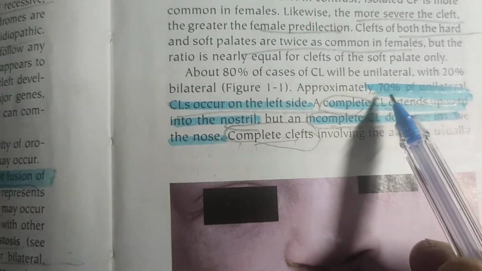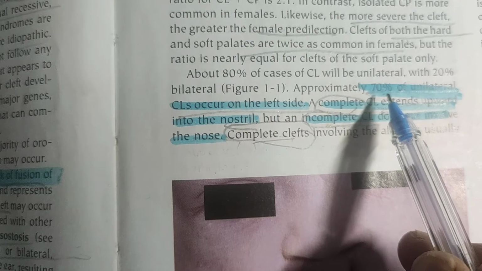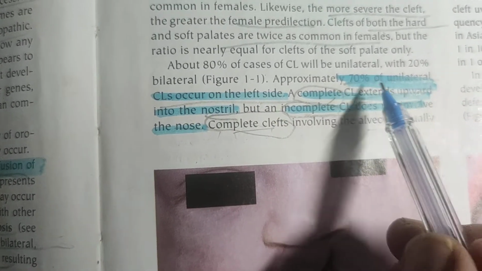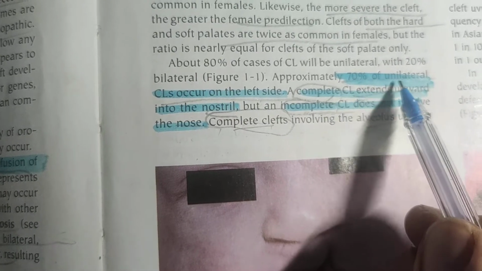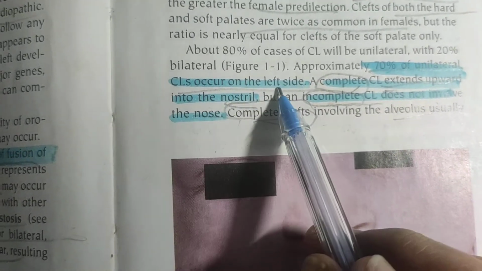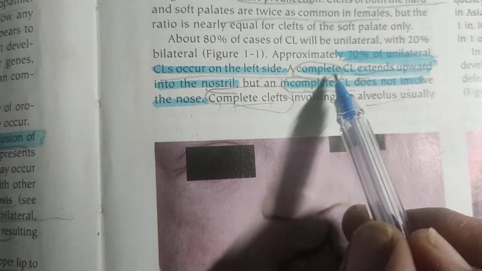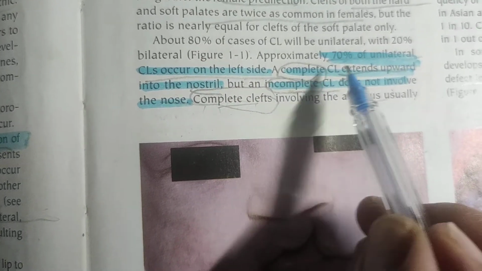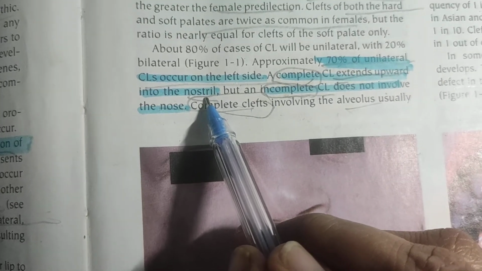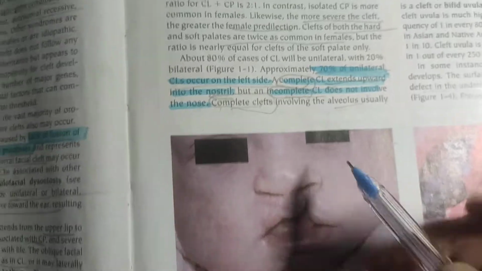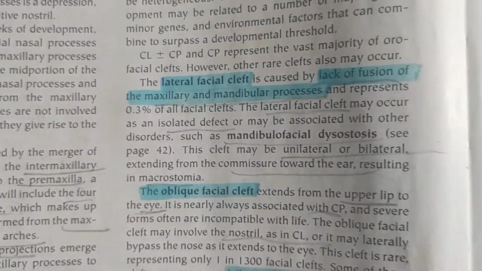One more thing, they can ask that if it is a unilateral cleft lip, on which side does it occur. So 70% of unilateral cleft lip occur on the left side. Now there is one more thing, complete cleft lip and incomplete. If it is complete, then it extends into the nostril, and if it is incomplete, it does not involve the nostril. So these are the cleft lip, cleft palate, and the other facial clefts.